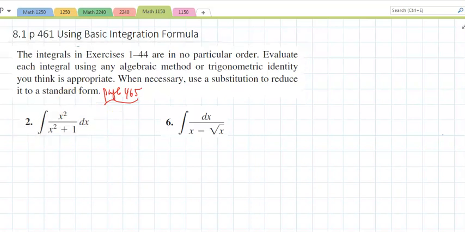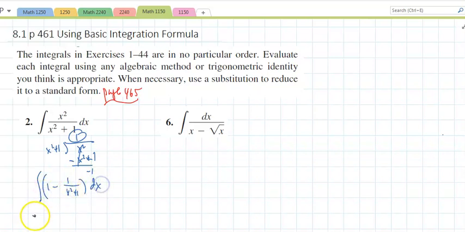So this section pretty much tells you where your weaknesses are. I glanced at the first problem. I noticed this problem is a match for 8.5. I'm supposed to use long division. I could take x squared divided by x squared plus 1. That's 1. X squared plus 1, subtract. So I could say this is actually the integral of 1 minus 1 over x squared plus 1 dx. And I could say that's x minus inverse tangent of x plus c.